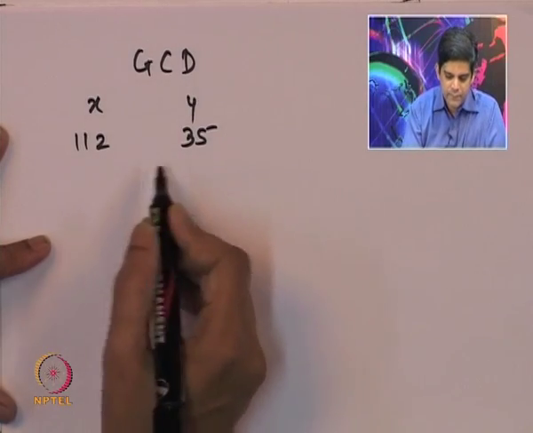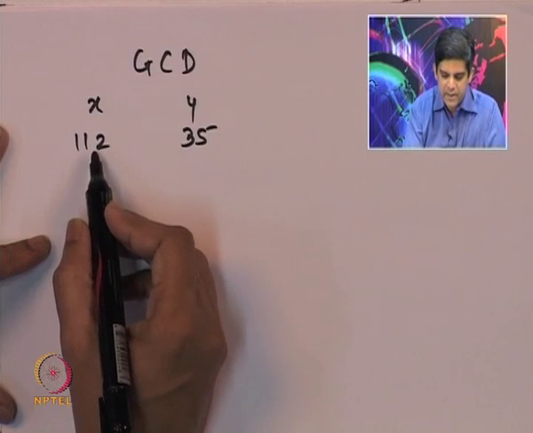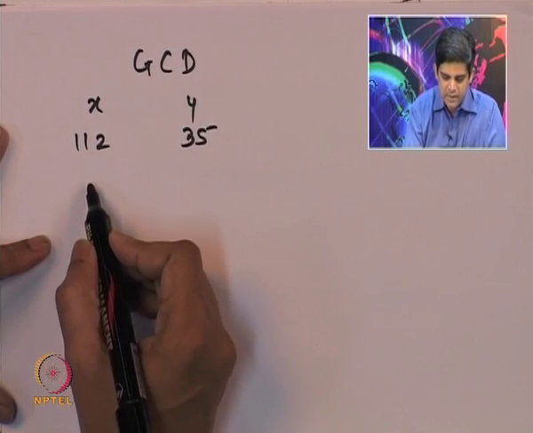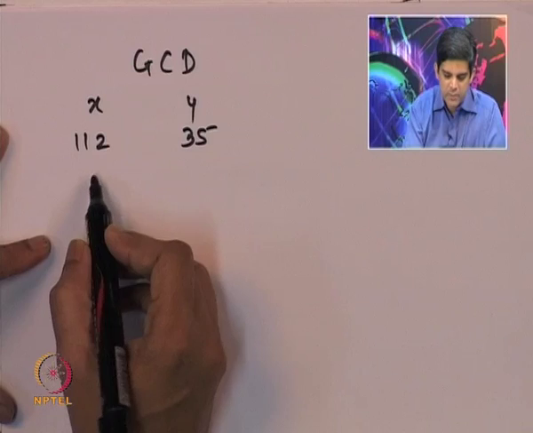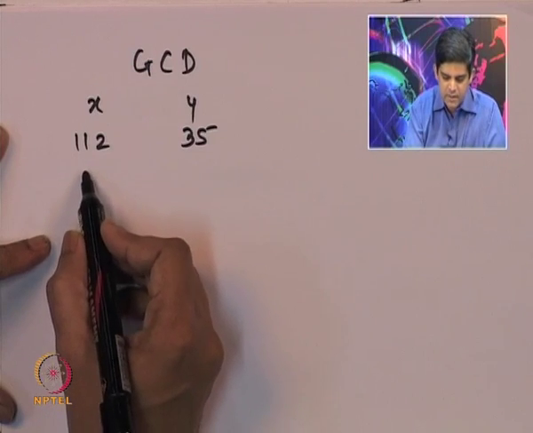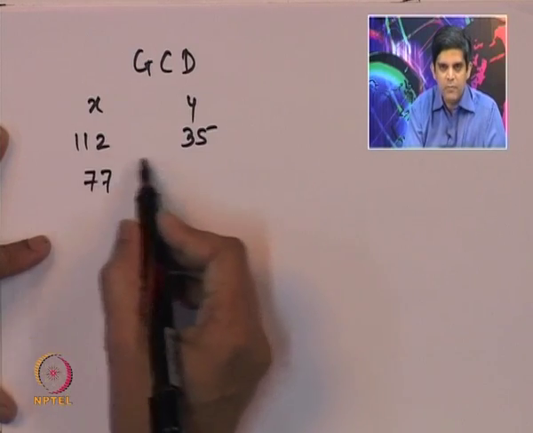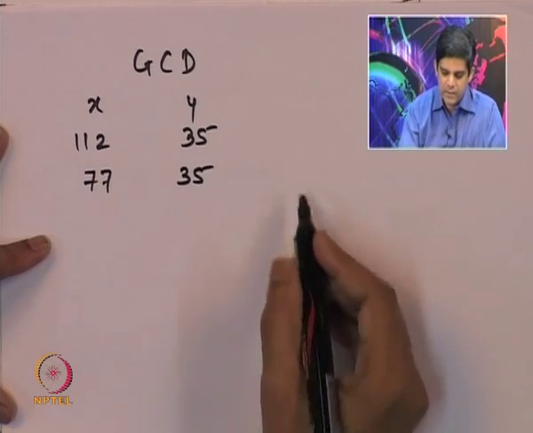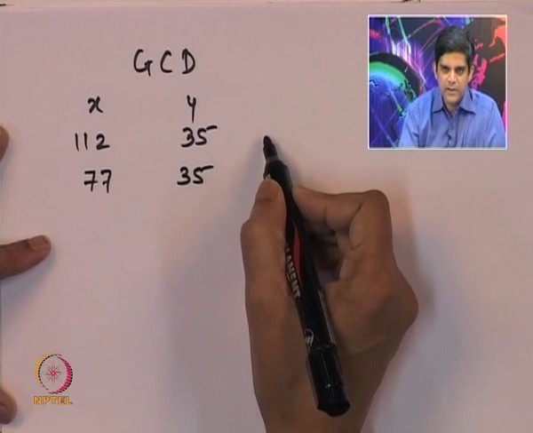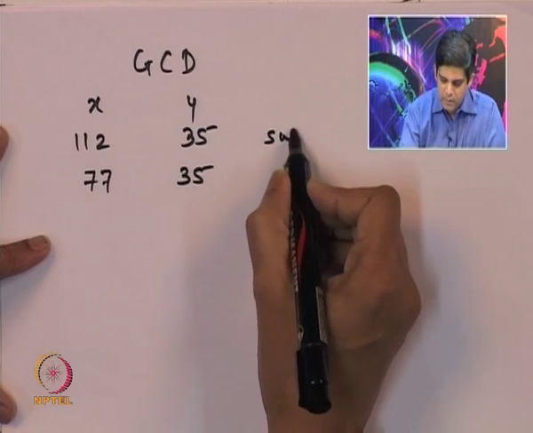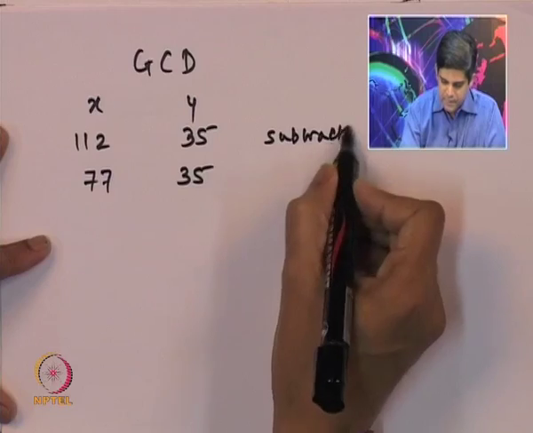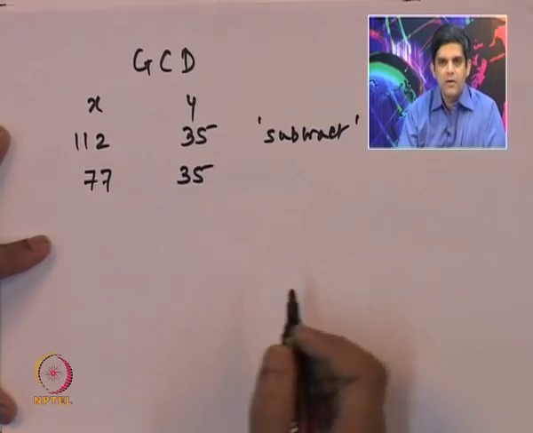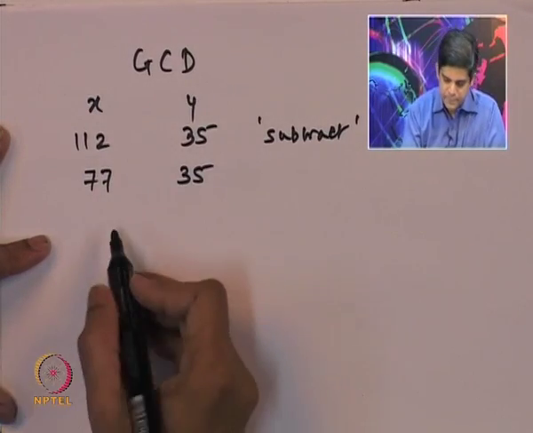Okay, so here what we will do is we will subtract y from x, and the result we will put back in x. So, that gives us 77, which is 112 minus 35, and 35 will remain over here. So, what we did in this first clock cycle was a so called subtract operation. I just call it quote unquote subtract.